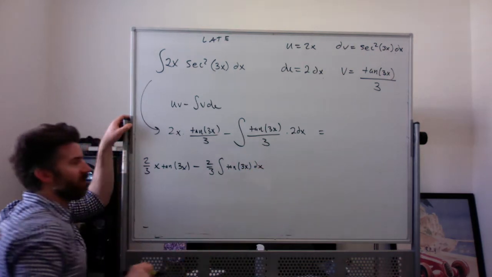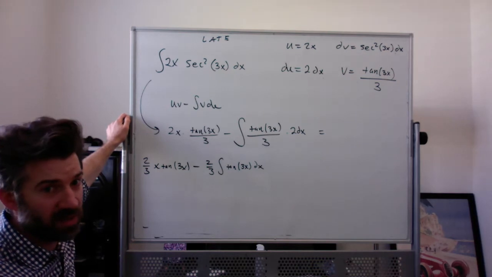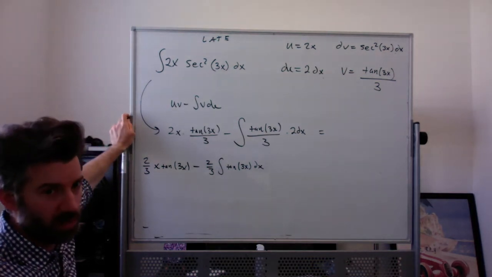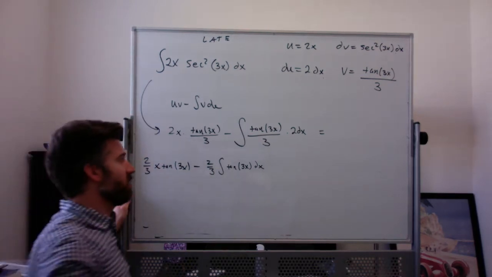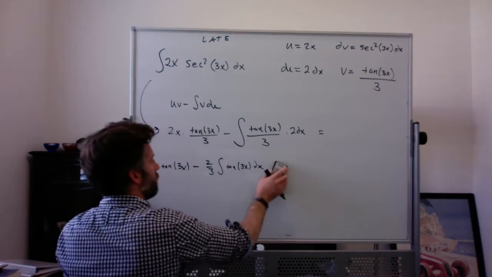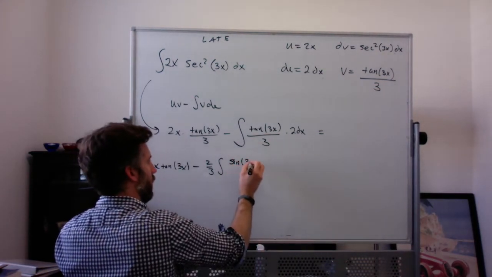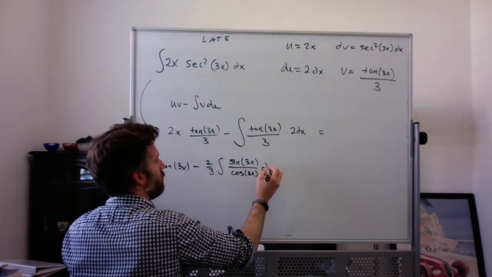Okay, how do we integrate tangent of 3x? You guys might have talked about integrating tangent of x in class and shown that it's the natural log of secant, or the negative natural log of cosine. I might have gotten this backwards, not right. So here's how you integrate tangent. You write it as sine over cosine. So sine of 3x over cosine of 3x. And then you do a u sub.